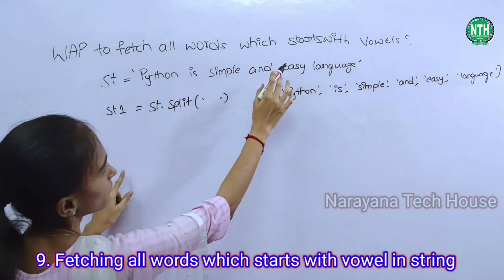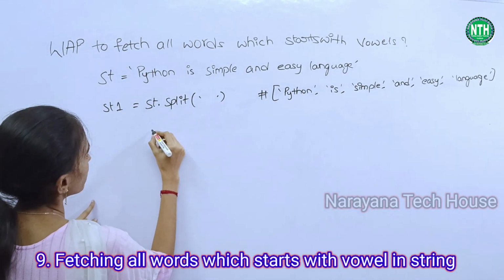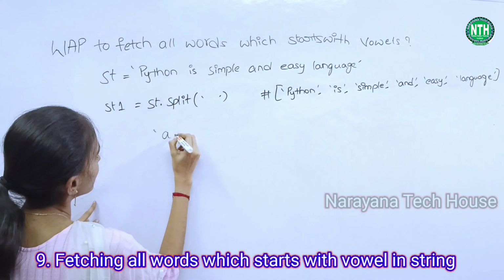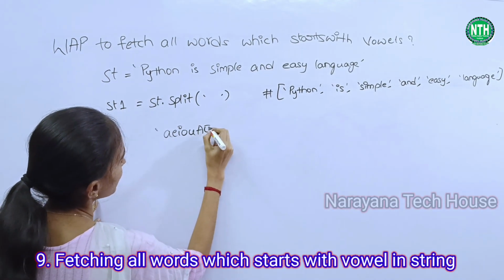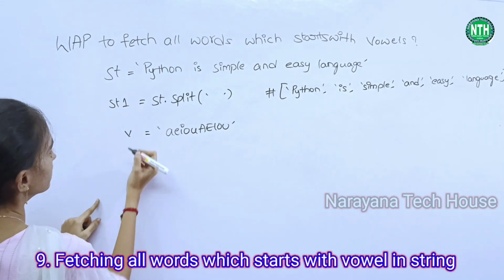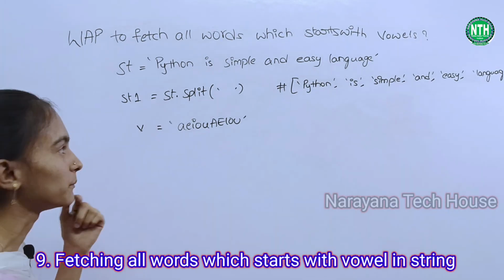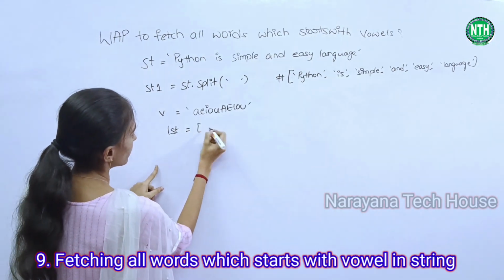Now the question is what? Which starts with vowels. Vowels means A, E, I, O, U, and capital A, E, I, O, U, assigned to one variable V. Let's take one empty list: LST equal to an empty list.